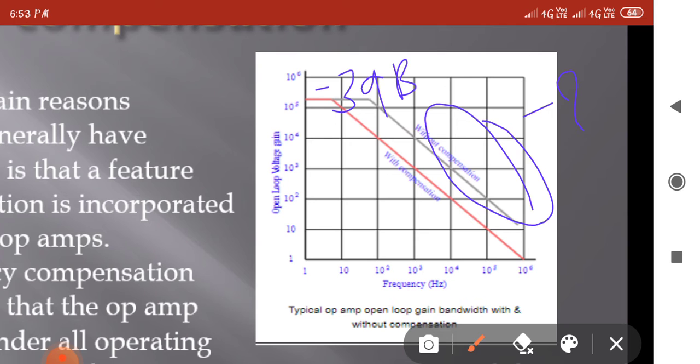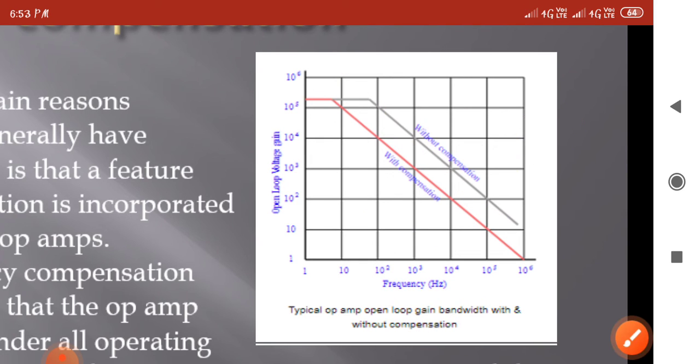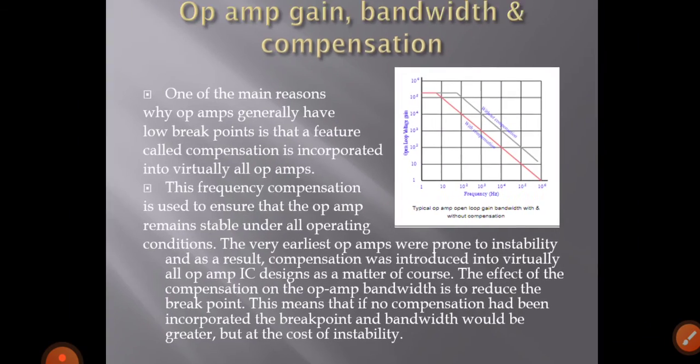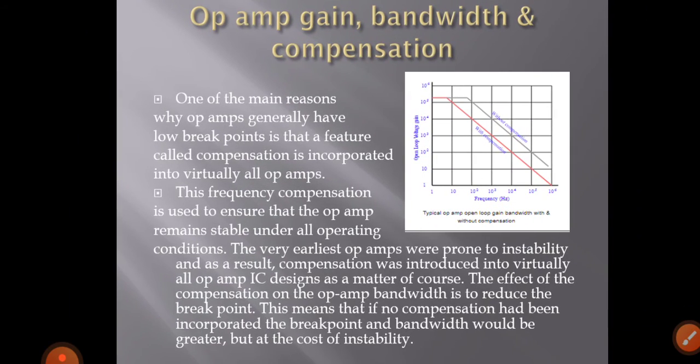If you see that one, how much they were, with compensation we can give that one is a minus 3 dB. It falls down the frequencies. It is the open loop configuration, we have seen that one. And without compensation, how does this circuit work, we have to see that one.